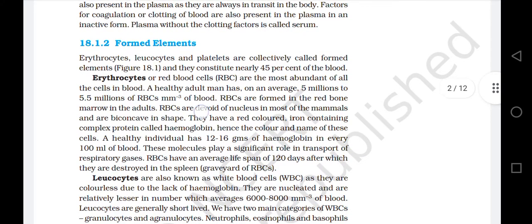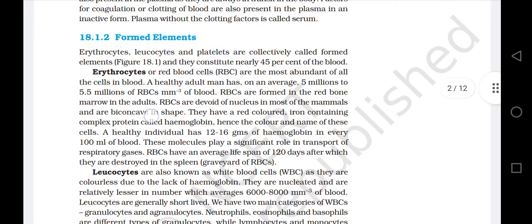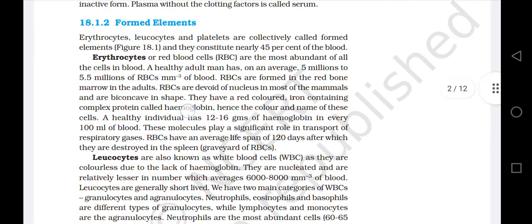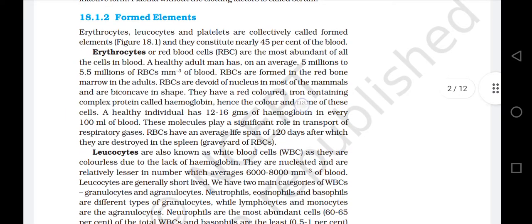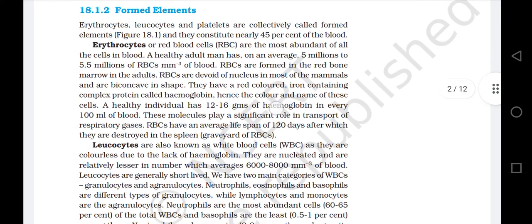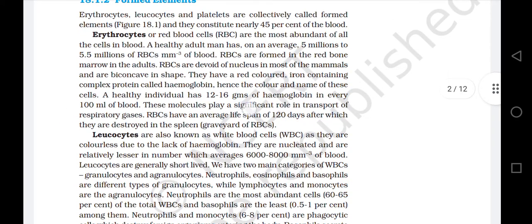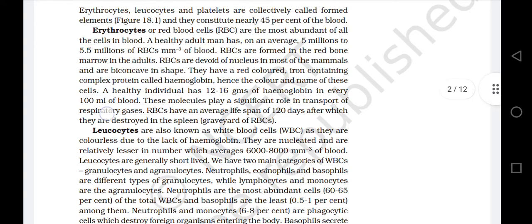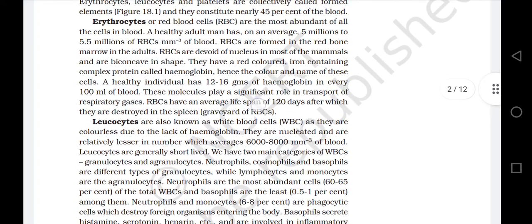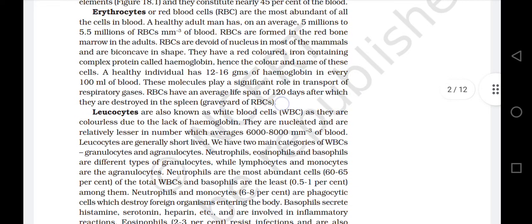RBCs are devoid of nucleus in most of the mammals and are biconcave in shape. They have a red colored iron containing complex protein called hemoglobin. Hence, the color and name of these cells. A healthy individual has 12 to 16 grams of hemoglobin in every 100 ml of blood. These molecules play a significant role in transport of respiratory gases. RBCs have an average lifespan of 120 days, after which they are destroyed in the spleen, the graveyard of RBCs.